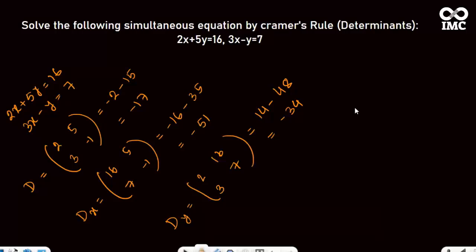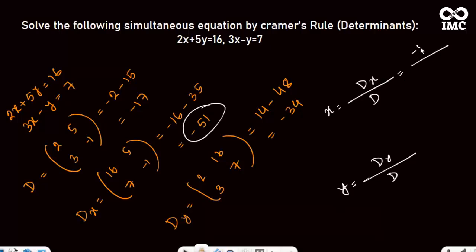Now by using Cramer's rule, we can find out the value of x if we divide the determinant of x, that means Dx divided by D, and we can find out the value of y if we divide Dy by D. So for x, we can find out minus 51 divided by minus 17. You need to remember that this determinant, that means the coefficient of x and y, cannot be 0. It must be greater than or less than 0.